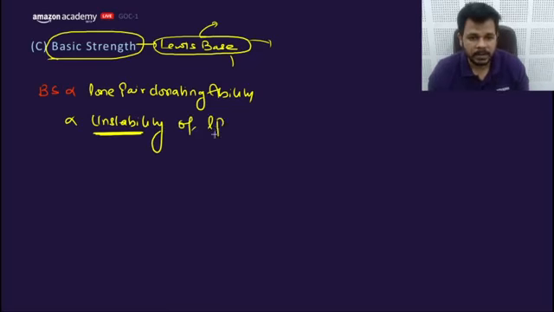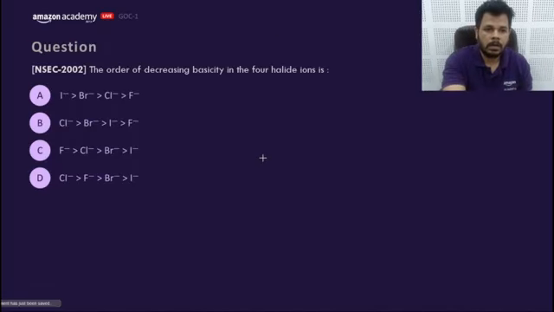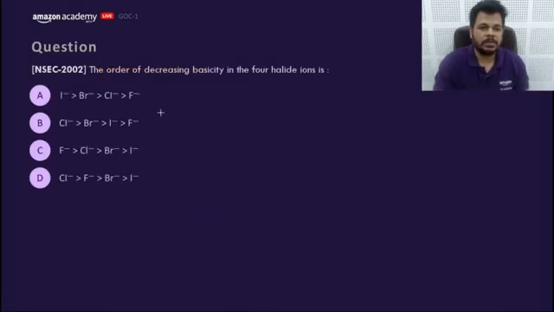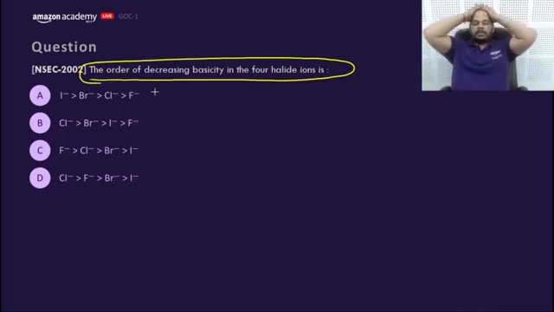Let's have an example to understand it. What would be the order of decreasing basicity in the halide ions? Let's have an example and answer it. What would be the order of basicity? Basicity means instability of lone pair.